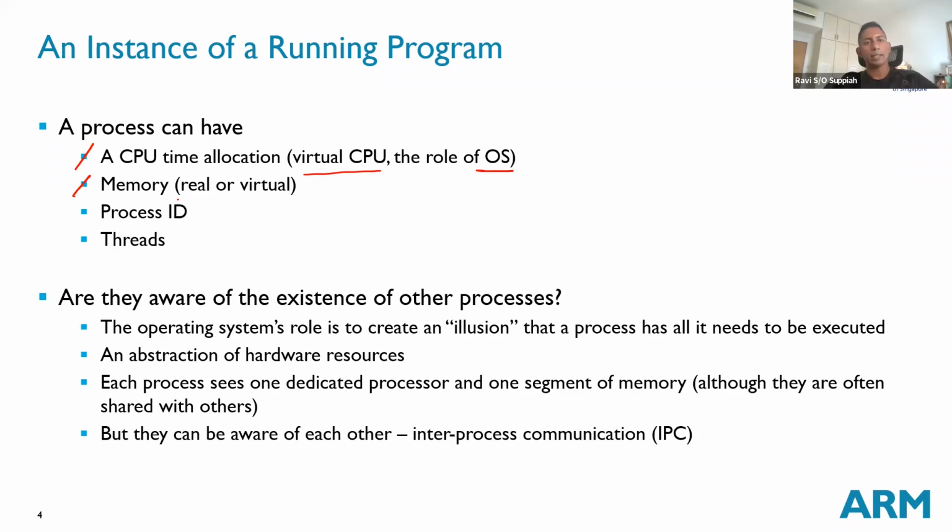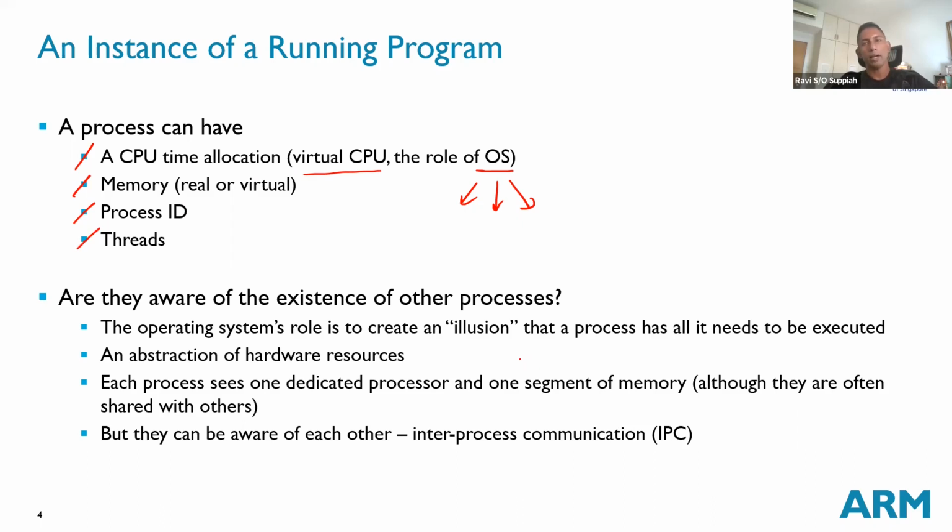Since the OS has to manage multiple processes, it needs to be able to uniquely identify each process. So that is where the process ID is allocated. And within the process, you may also have multiple threads.